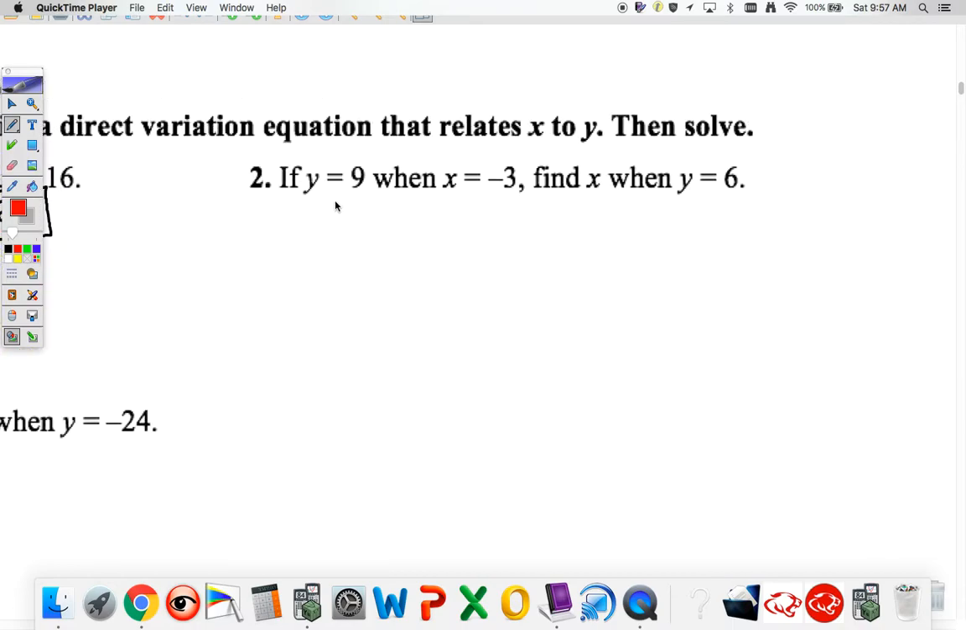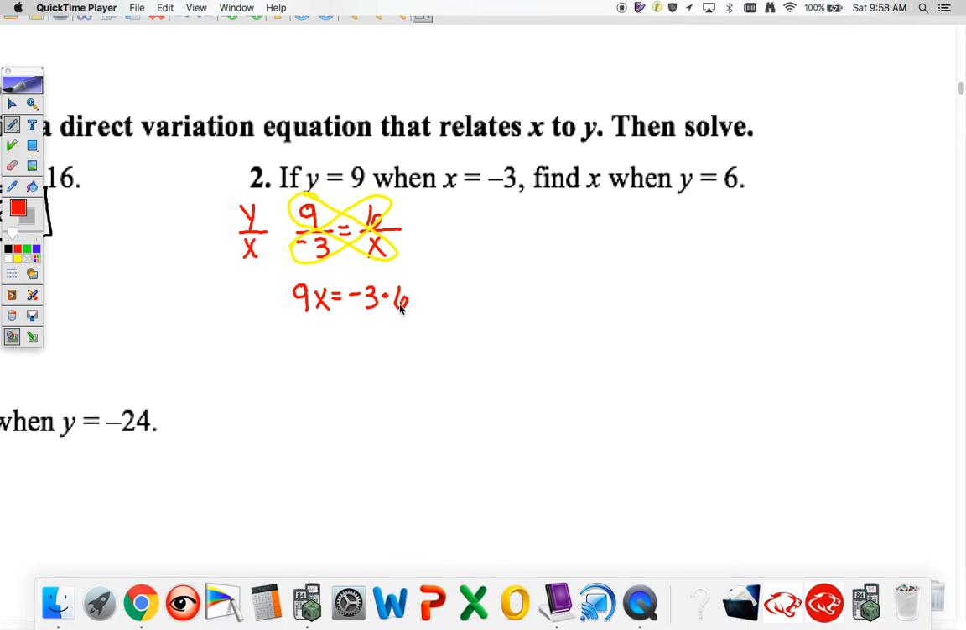Number 2, if y equals 9 when x equals -3, find x when y equals 6. So again, I'm going to set up my proportion. So the first part I'm going to do, y equals 9, x is -3. Find x, so make sure you keep your x's on the bottoms, okay? X is on the bottom, y is in your numerator, when y is 6. There's your proportion. All we have to do is cross multiply. So what you're going to get is 9 times x, so we have 9x, is equal to -3 times 6.